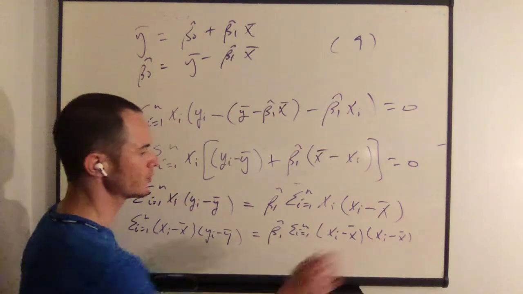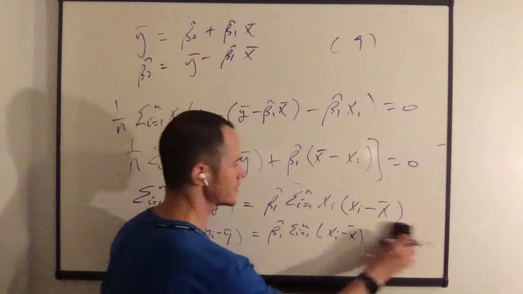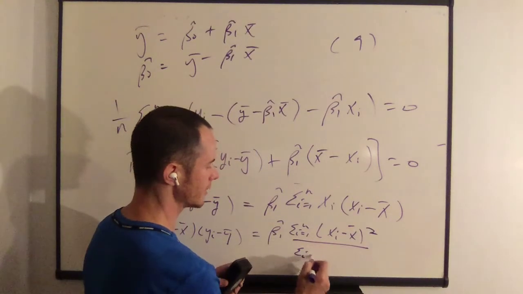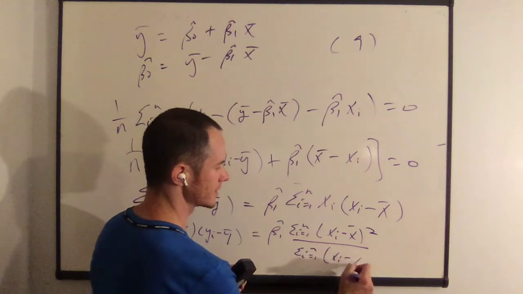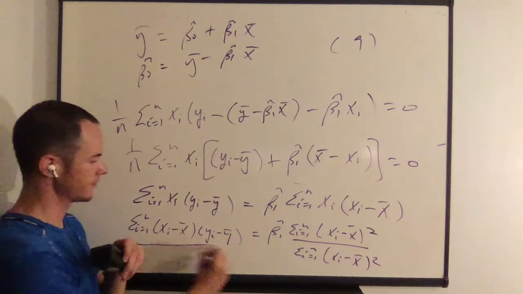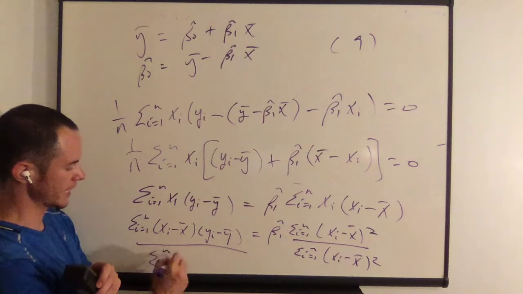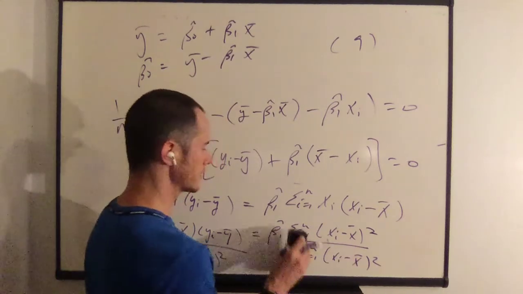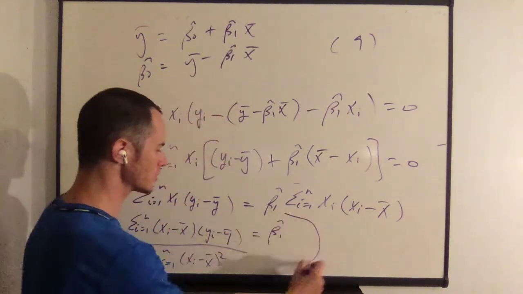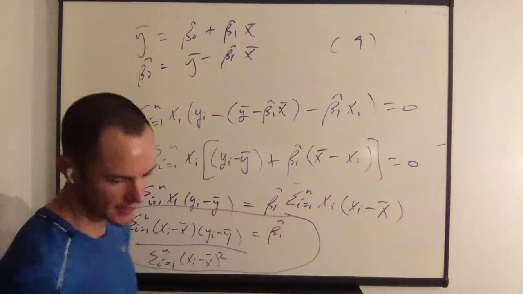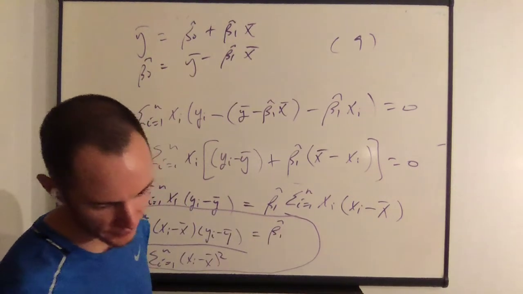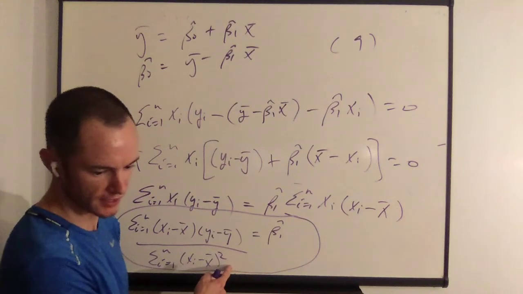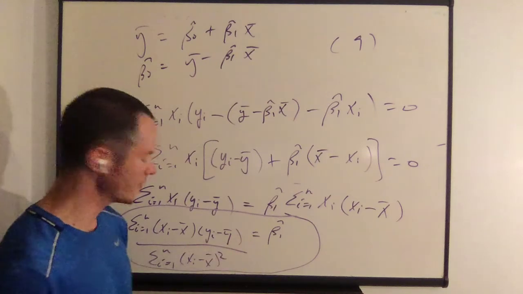So we're going to divide through by this. Note that these are the same terms, so that becomes a squared, and I'm going to divide through by the sum from i equals 1 to n of xi minus x bar squared. This becomes 1, so we can erase that, and we have derived a solution for beta 1 hat. Bada bing, bada boom. Note that in the bottom, we have the variance of x. In the top, we have the covariance between x and y.